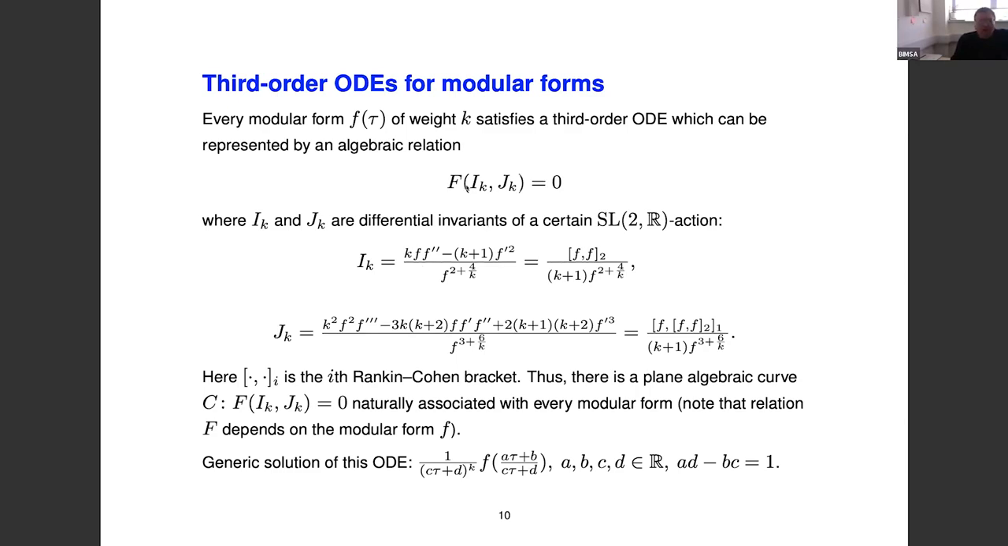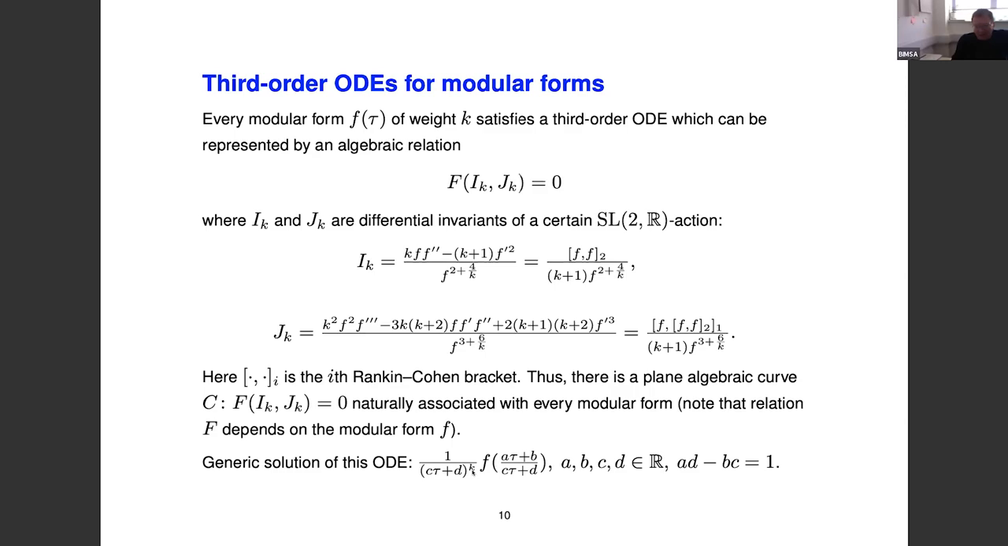So what can we say about the general solution to this ODE? First of all, F of tau is a solution, but every other generic solution is of this form. It's written here. So F is our given modular form, and the generic solution to this ODE is F of (A tau plus B) divided by (C tau plus D), to the power K.